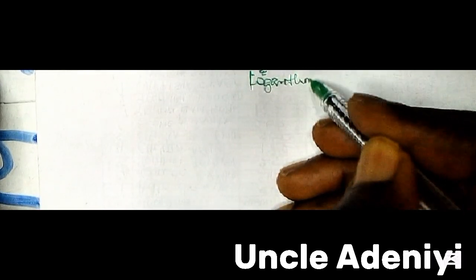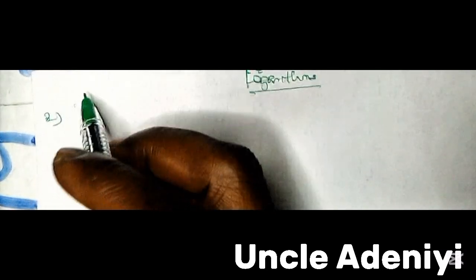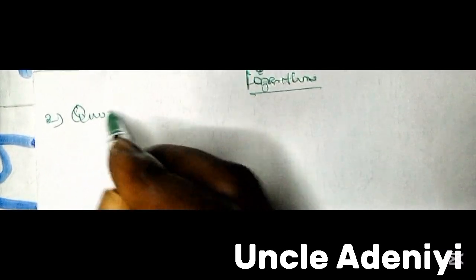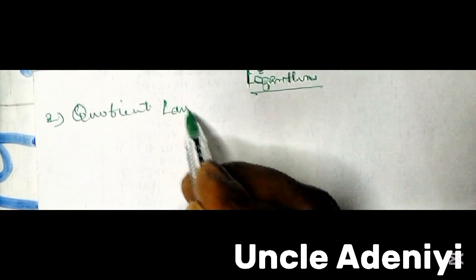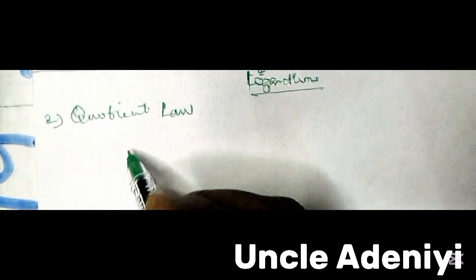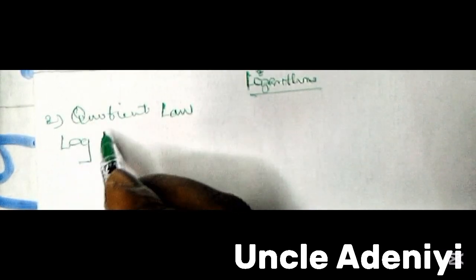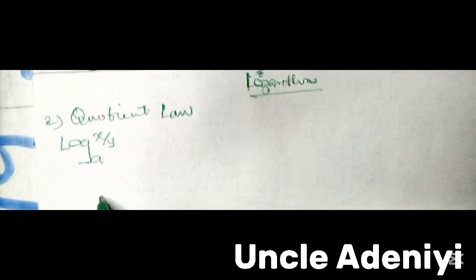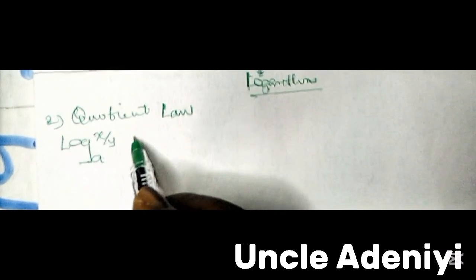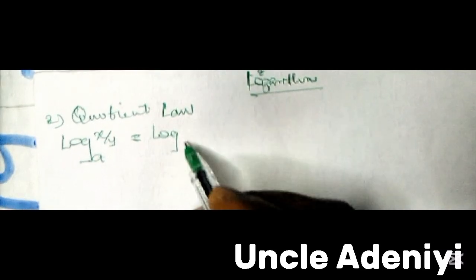Logarithm, right? So second law, that is the quotient law, right? Quotient law. Now the quotient law says that if you have log x over y base a, it is the same thing as log.